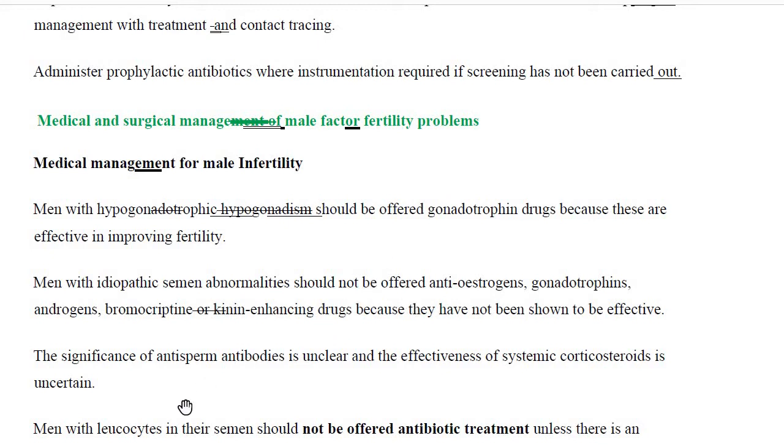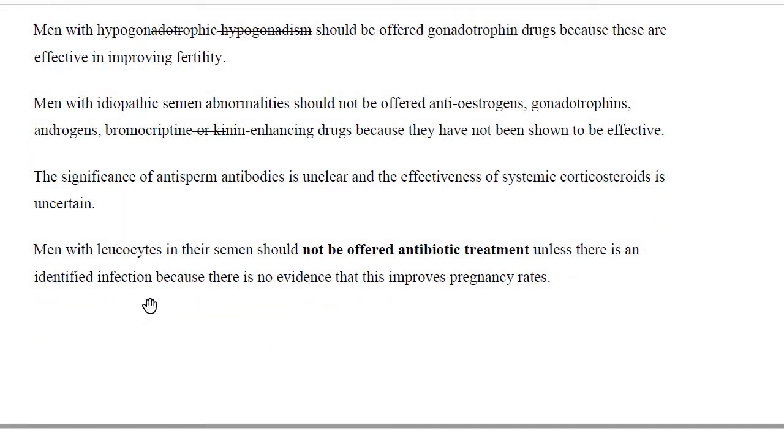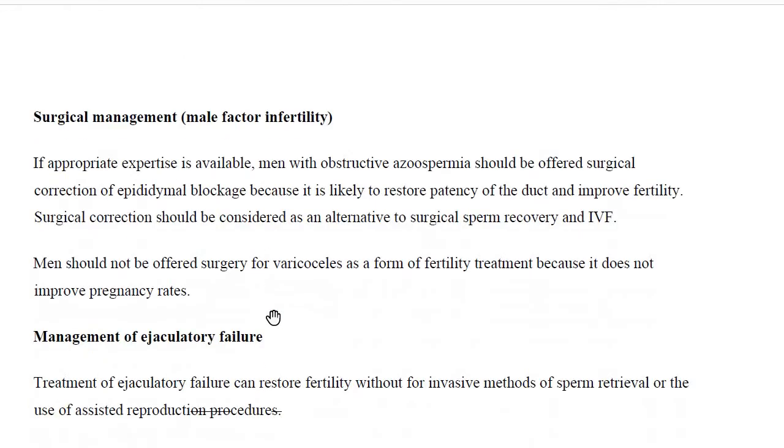The significance of anti-sperm antibodies is unclear and the effectiveness of systemic corticosteroids is uncertain. Men with leukocytes in their semen should not be offered antibiotic treatments unless there is an identified infection, because there is no evidence that this improves pregnancy rates.